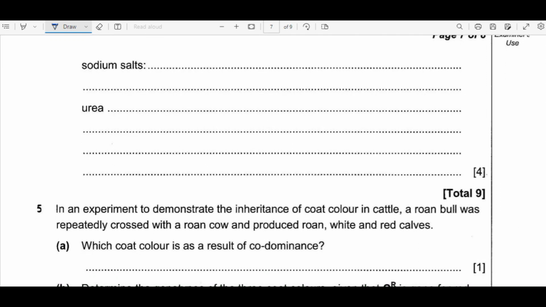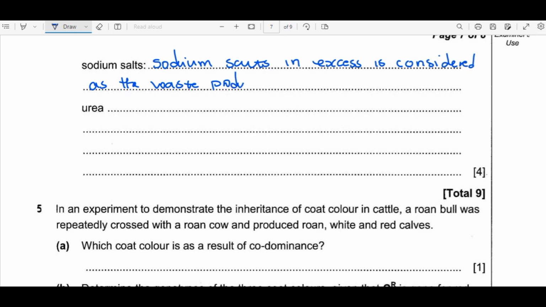Now sodium salts are different. Sodium salts in excess are considered as waste products and must be removed by the kidney.